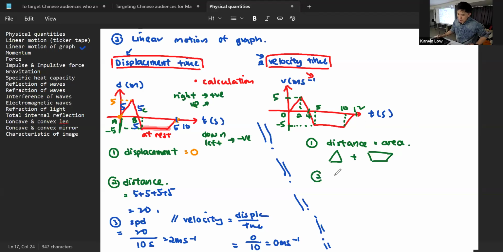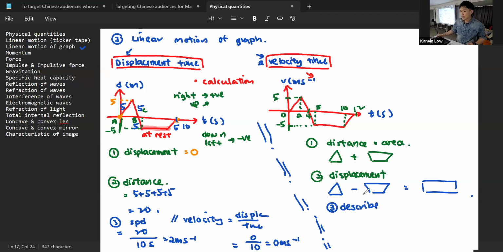So if they ask for the displacement, what do you do, everyone? It's the same, but a little bit different. Guys, I told you before, for displacement, up is positive and down is negative, because down is representing a different direction. Okay, right? So you have to use the triangle area minus the trapezium area in order to get the answer. Are you okay with that? Okay, right?